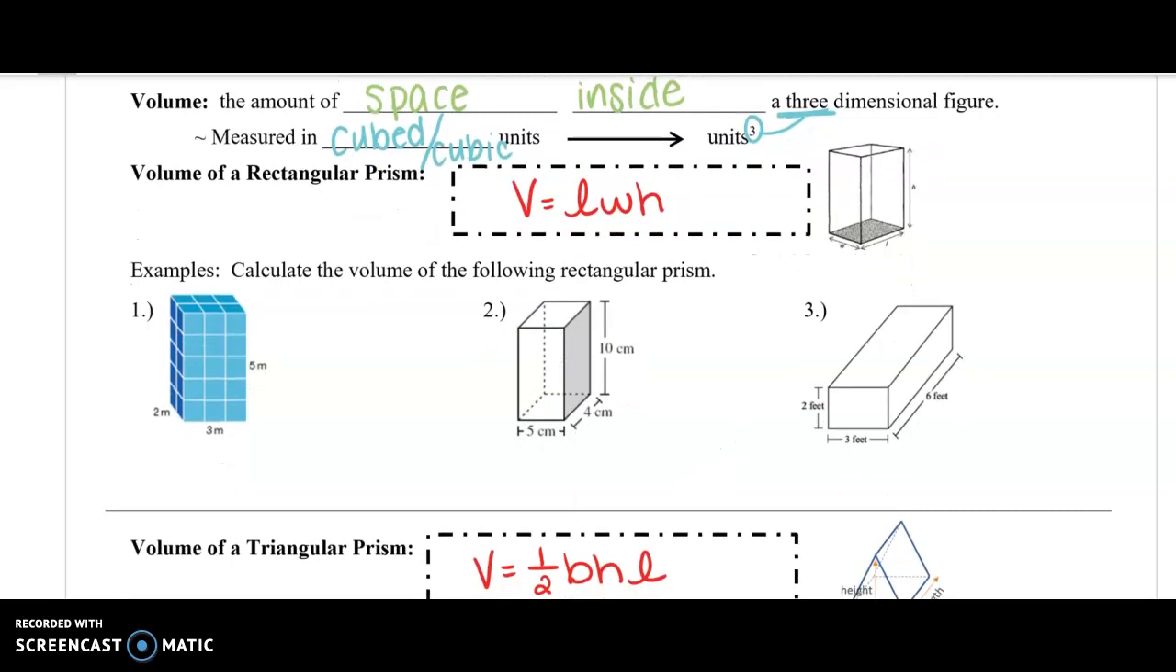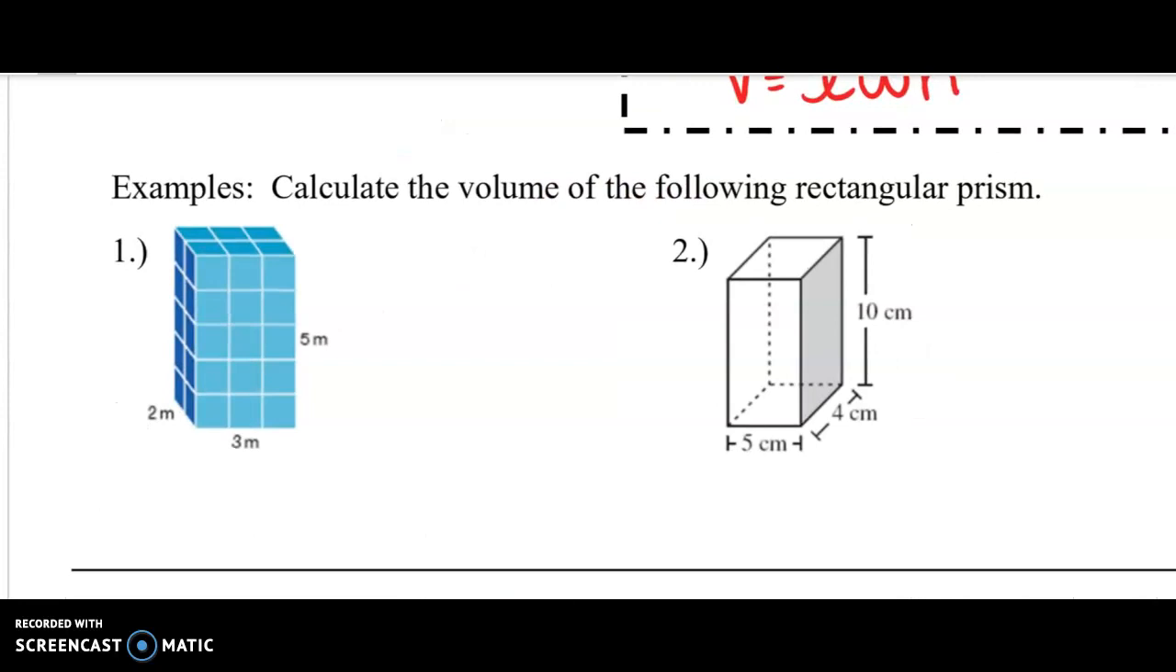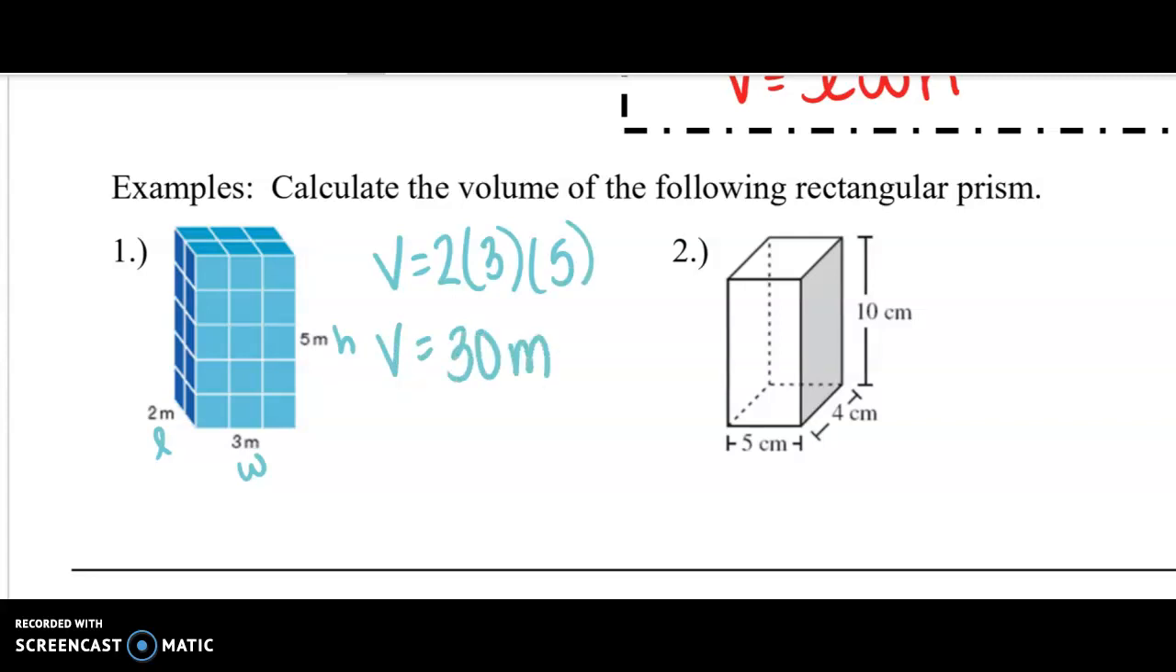So the first one, calculate the volume of the following rectangular prism. In number 1, length, width, height, it does not matter which one you make which. Let's say we make that length, width, and height. The volume is then those three multiplied together. 2 times 3 times 5. So the volume, 2 times 3 is 6. 6 times 5 is 30 meters cubed. Remember, three-dimensional, so it goes to the third power.